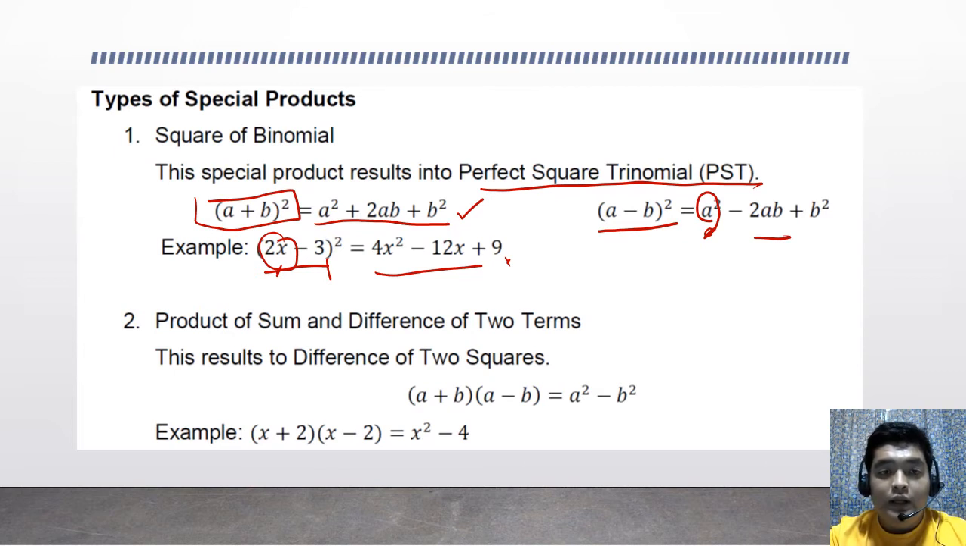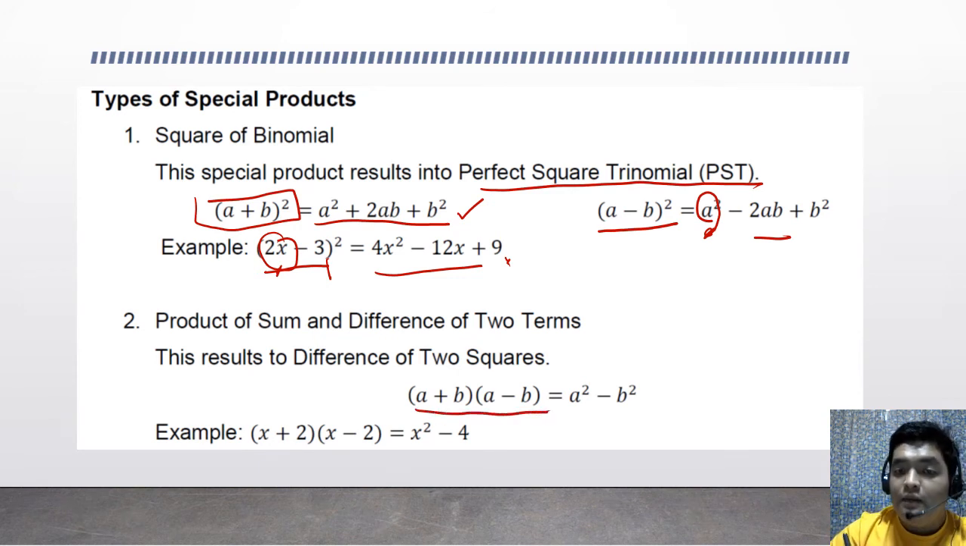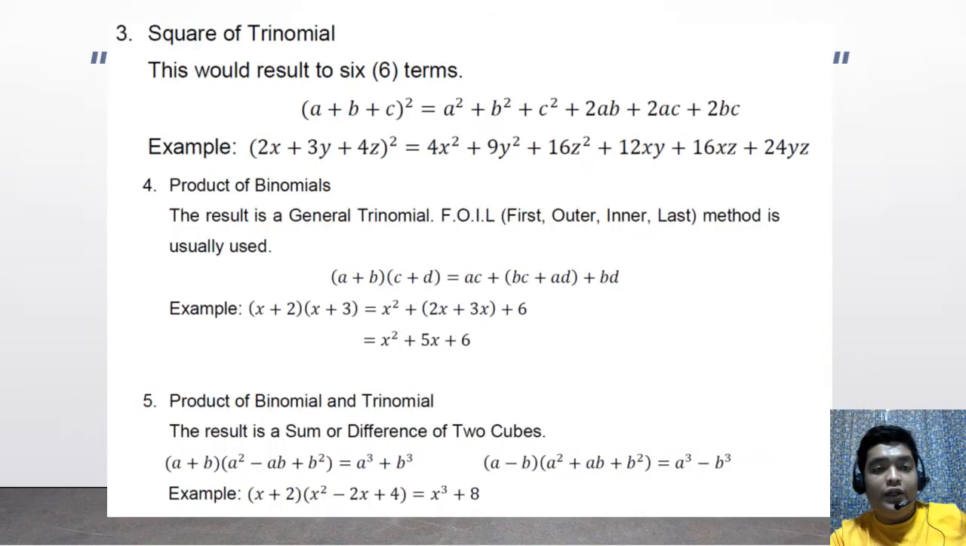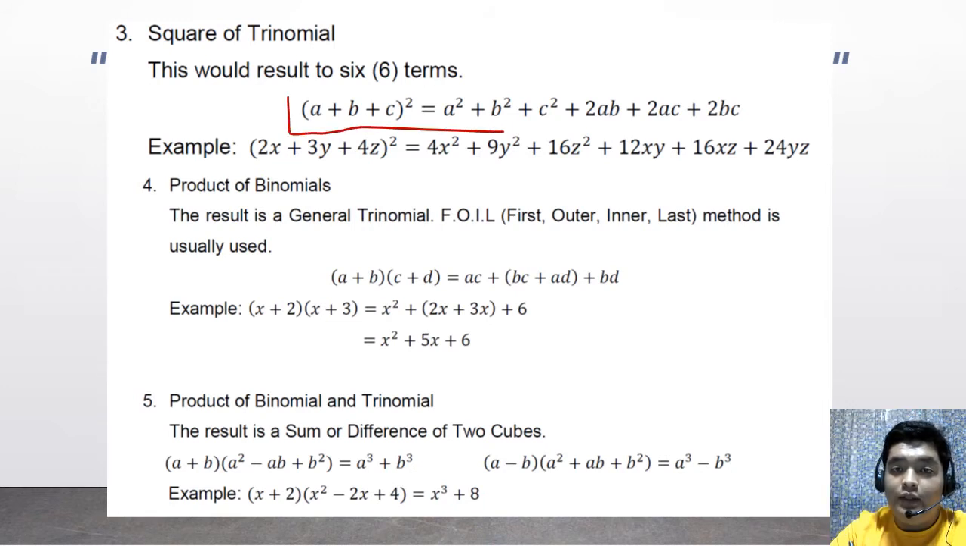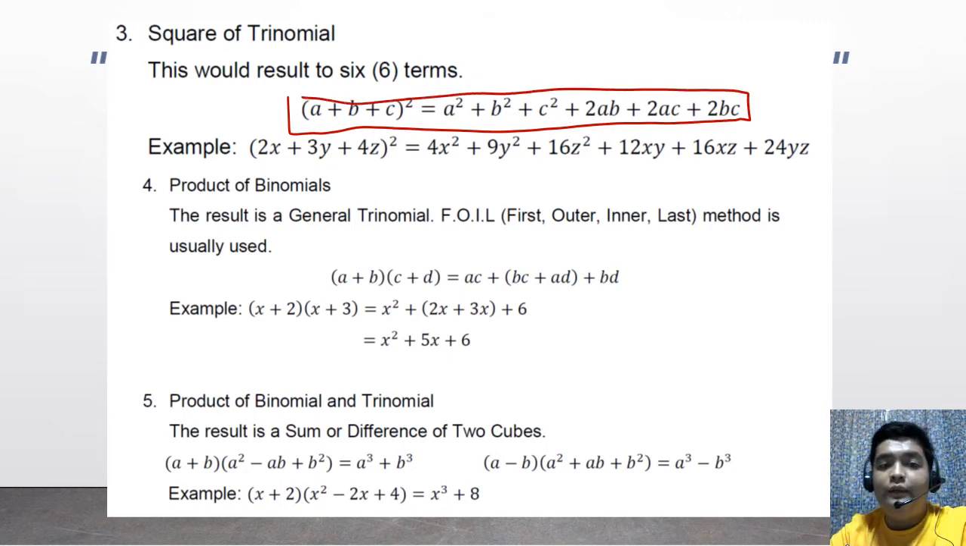Okay, the next is the product of the sum and difference of two terms. So the result is the difference of two squares. Okay, a plus b and a minus b, that is a squared minus b squared. So that is x plus 2 times the quantity x minus 2, that is x squared minus 4. Okay? Next is the square of a trinomial. So this would result in 6 terms. So if we have the quantity a plus b plus c squared, this is the formula. Okay, so you just follow the formula.